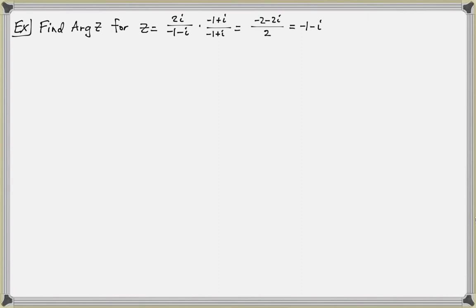So let's look at this complex number in the complex plane. So -1 minus i, if I look at the point -1 in the complex plane, this would represent -1 minus i. So if we measured the polar coordinate angle theta from the positive real axis in the counterclockwise direction, we would get an angle of 5 pi over 4.